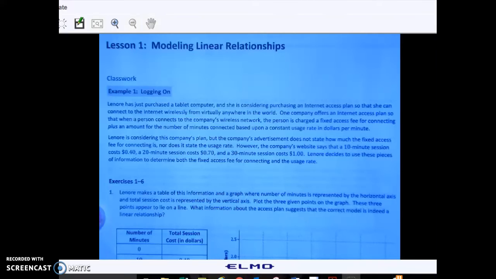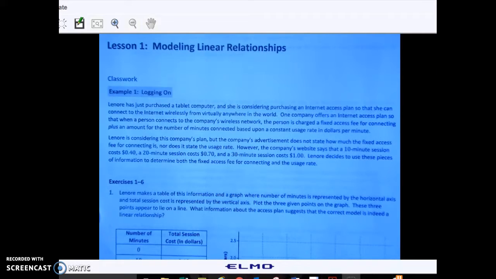Module 6, Lesson 1, Modeling Linear Relationships. We're going to look at an example here where Lenore's just purchased a tablet computer and she's looking at purchasing an internet plan so she can connect to the internet anywhere wirelessly.